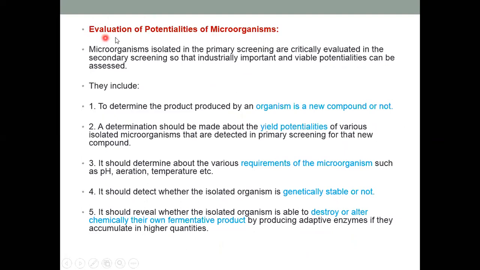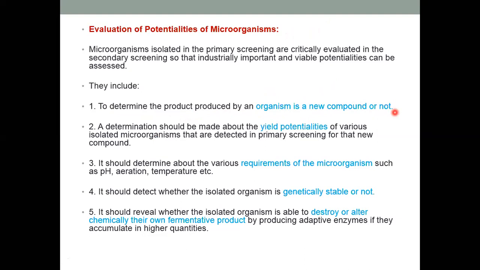So what are the things that you are going to identify in a microorganism? What is the potential that you're looking for? So number one, it is to determine whether the product produced by the organism is a new product or not. So you need to work on this. You need to know, for example, we're talking about antibiotics, the kind of species that you identify and the kind of chemical compound that species was producing.